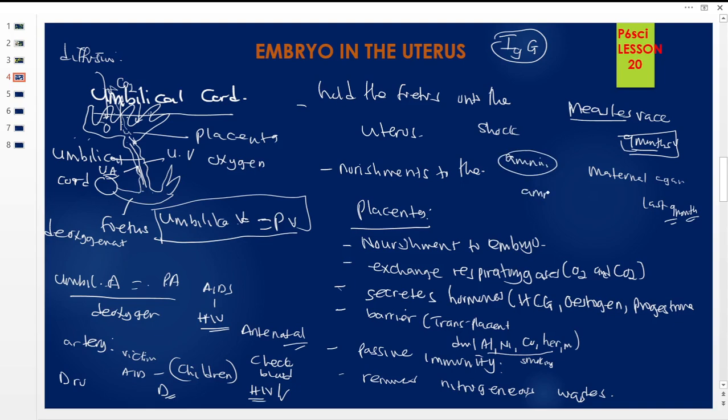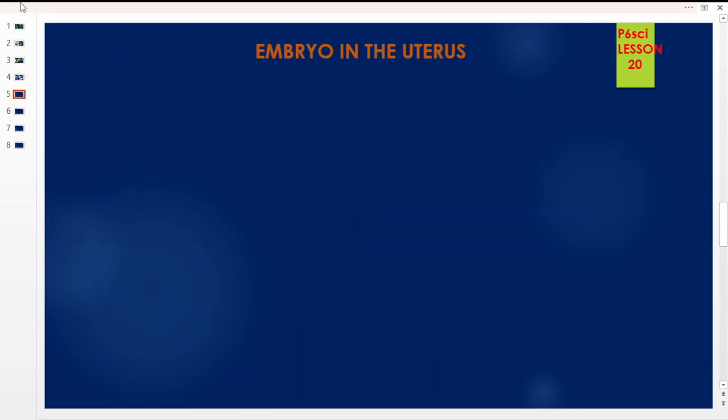Then the amniotic fluid acts as a shock absorber, and it enables the fetus to move freely within the uterus. So after I have looked at that one, now it means that the woman is pregnant. Let us see what is there during pregnancy. So let us see the signs of pregnancy. What are the signs of pregnancy?